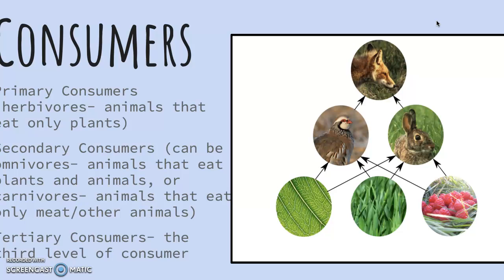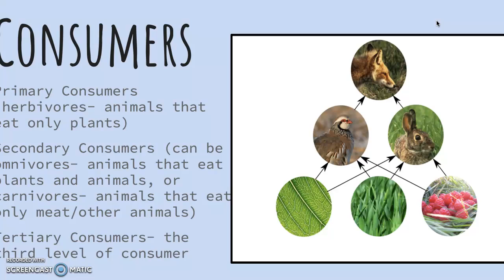So in this slide, we see a pyramid where our producers, remember those are the plants, are on the bottom. And then they're showing arrows that go to the two animals in the middle of our triangle. The animal on the left, I think it's a quail, and the animal on the right is a rabbit. So we have our primary consumers, that would be the quail and the rabbit in this photo.